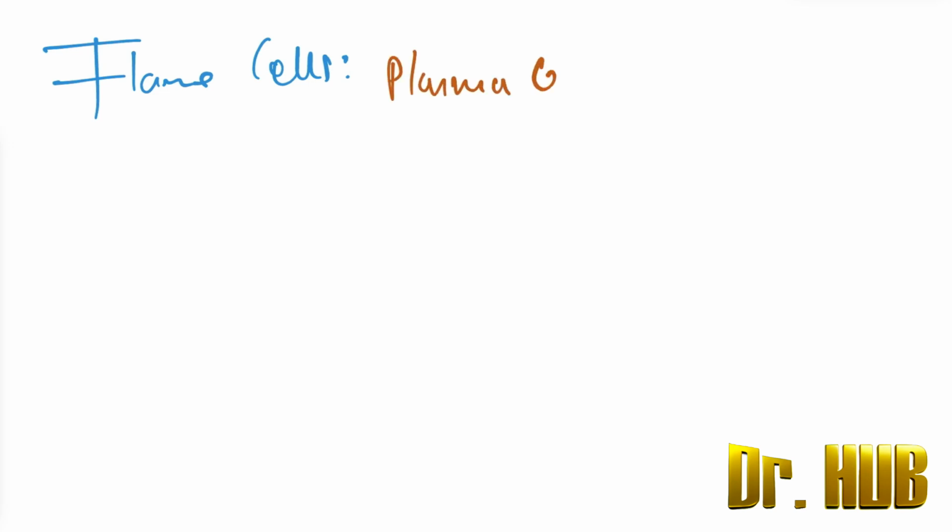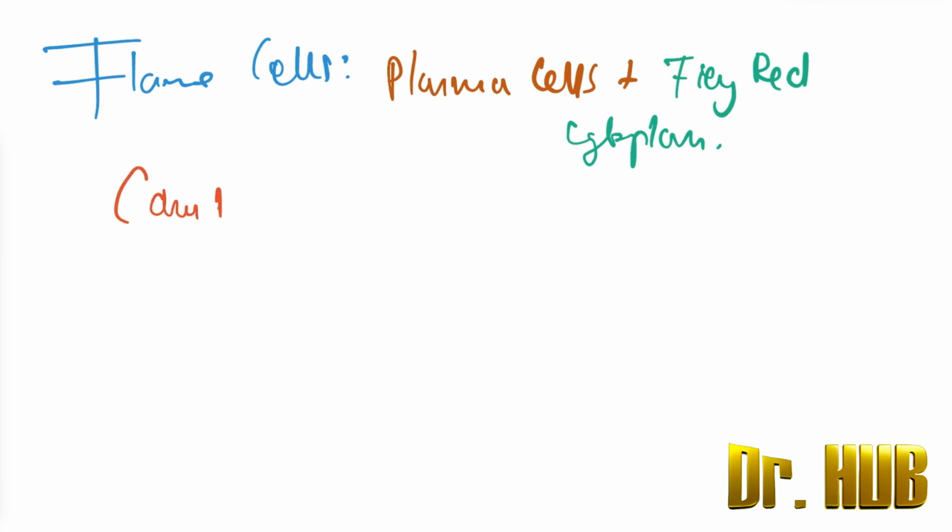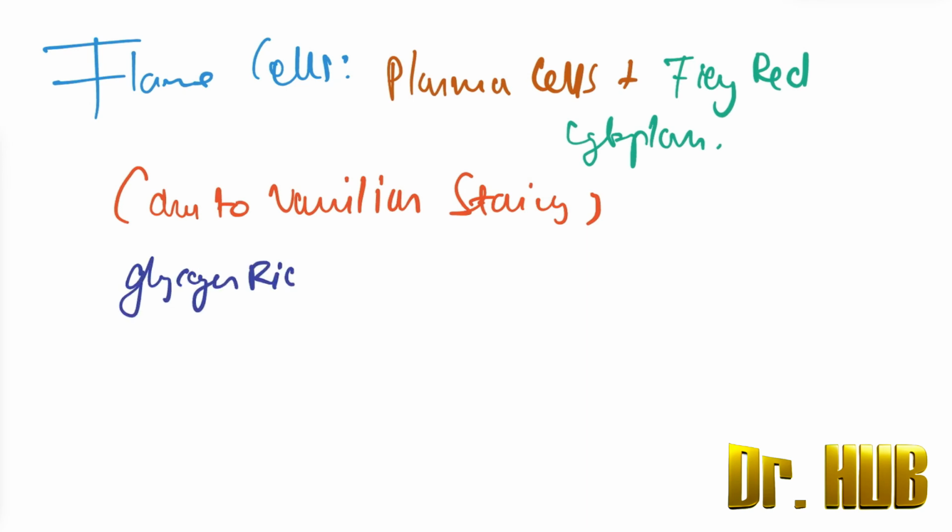Lastly, there is also the presence of flame cells. So what are flame cells? Flame cells are plasma cells with fiery red cytoplasm, and this is due to vermilion staining. And there is also glycogen-rich IgA, and these are the cytoplasmic projections.